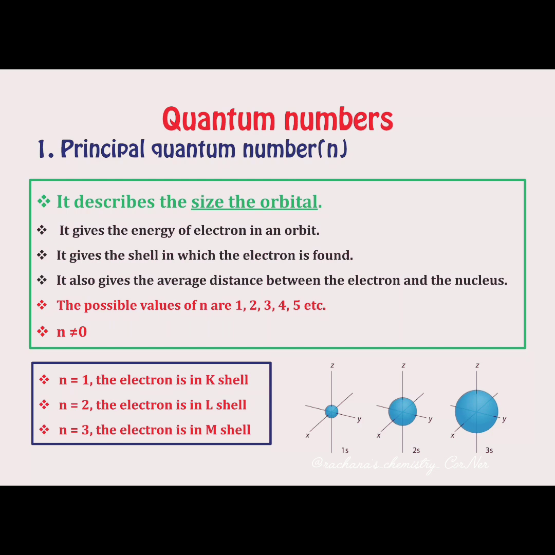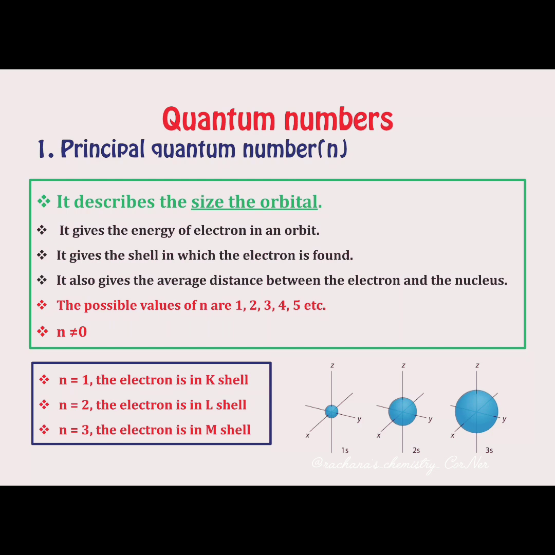First one, it is the principal quantum number, and it is represented by the symbol n. It describes the size of the orbital, and it gives the energy of the electron in an orbit. It gives the shell in which the electron is found, and it also gives the average distance between the electron and the nucleus. The possible values of n are 1, 2, 3, 4, 5, etc. So here n is not equal to 0.